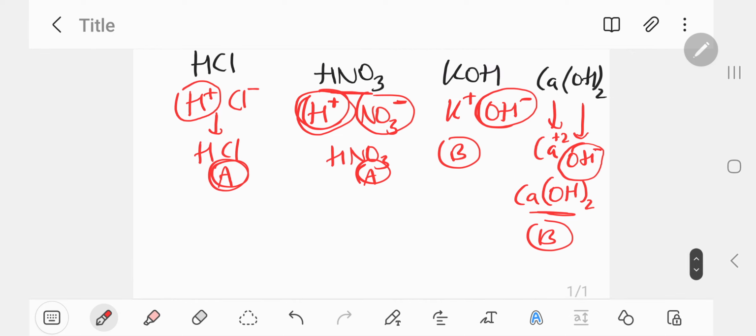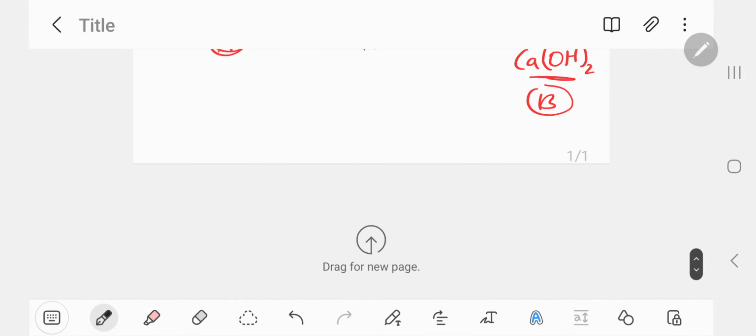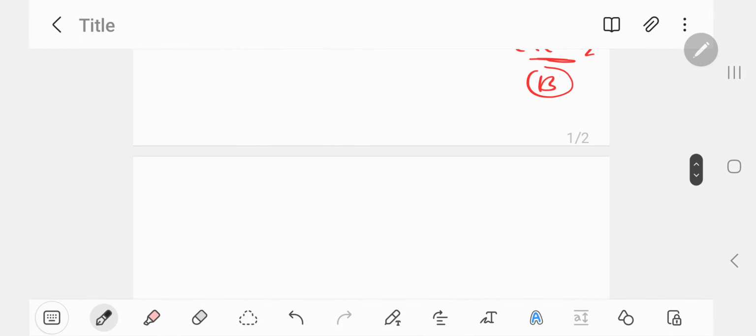Let's now get into neutralization. So neutralization is quite a simple reaction. By definition, here's the generic word equation: acid plus base gives you salt and water.